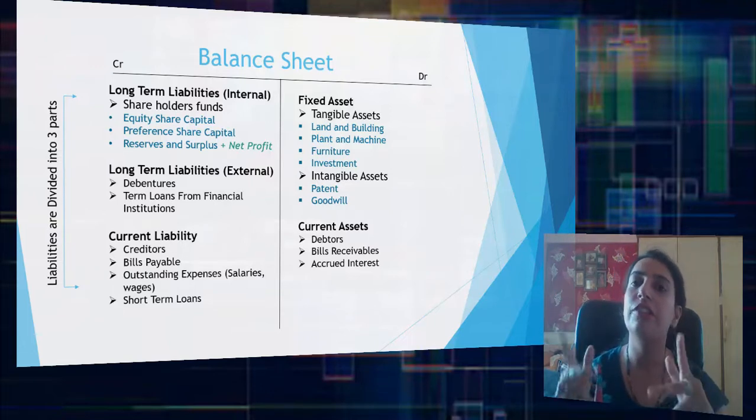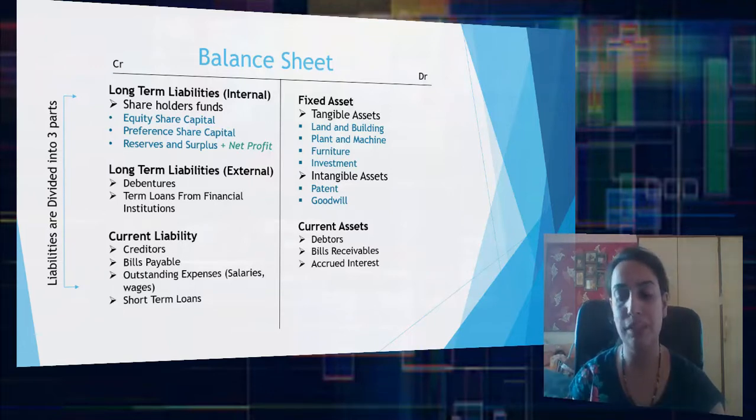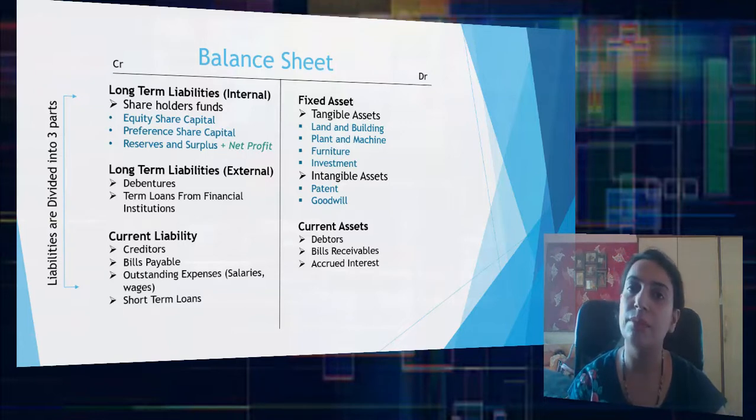Fixed are further bifurcated into two parts, those which can be touched and seen, like my land, my building, my machine. I can touch them, I can feel them. So they are tangible. Tangible means that can be touched and seen. Intangible assets are those which cannot be touched or seen. So all those assets which cannot be touched or seen, like goodwill, it is an intangible asset. They do exist, but they can't be touched or seen.